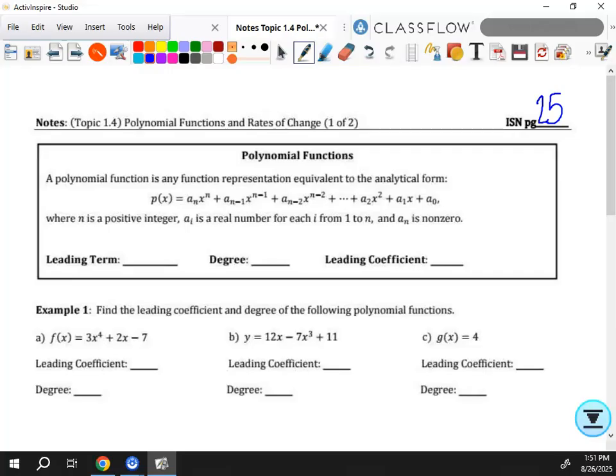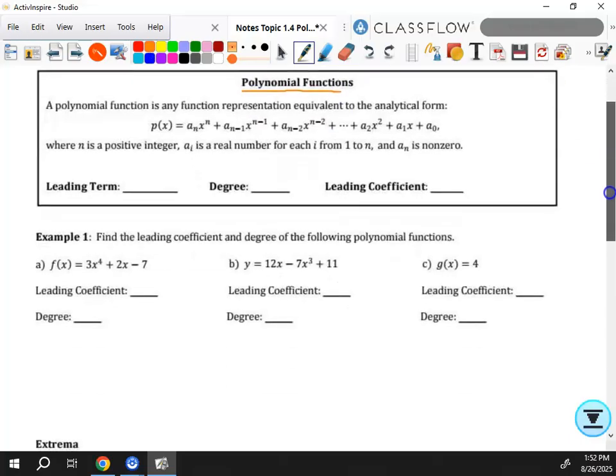Yesterday, we talked about rate of change with linear and quadratic functions. So today we're going to talk about it with polynomial functions. Yes, a quadratic is a polynomial, but we're just talking about all the other ones as well. So your definition of polynomial functions looks like this. This is a textbook definition. A polynomial function is any function representation equivalent to this analytical form, which looks like a nightmare, right?